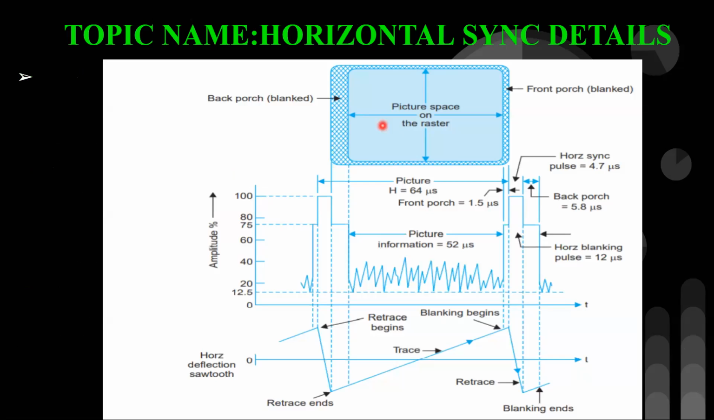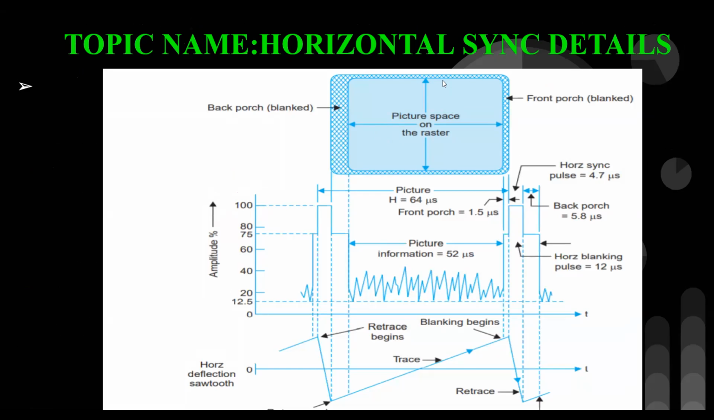So, horizontal synchronization details. Horizontal synchronization is a very important picture for our end examinations. The picture indicates the horizontal line and synchronization details, compared to the horizontal deflection sawtooth. So today, dear students, we want to learn the topic called horizontal synchronization details.